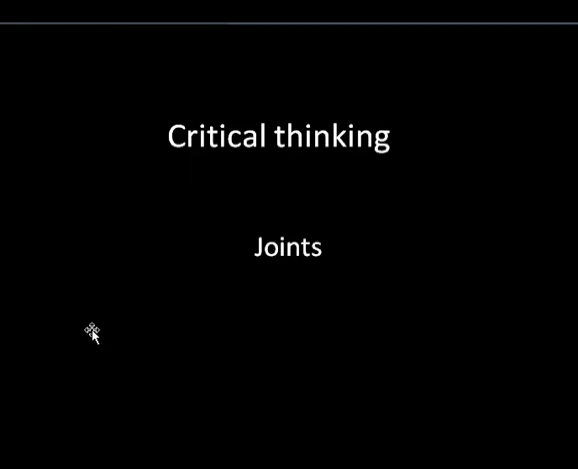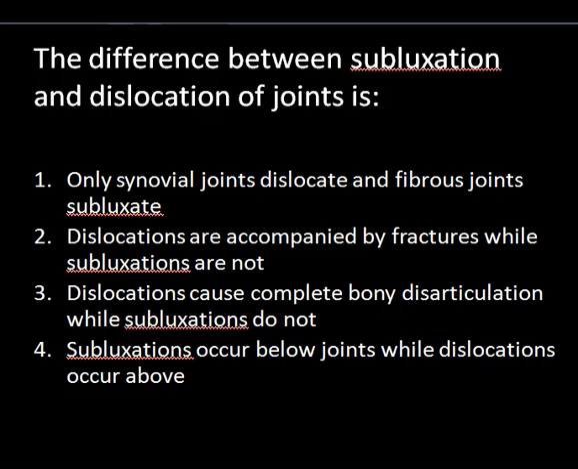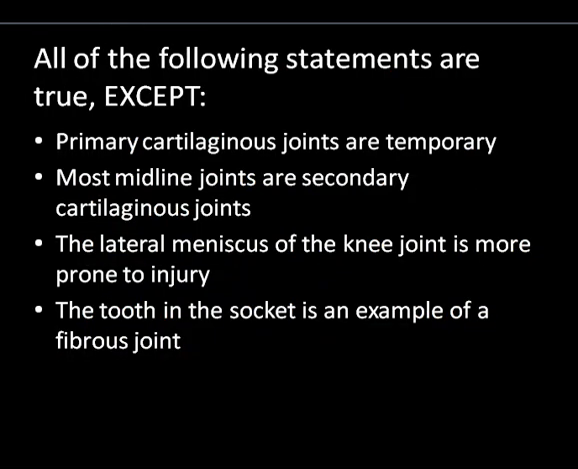This is critical thinking on joints, and let's look at the 3 questions. Here, this question asks you about movements, which means you must know movements which occur at the different joints. This one talks about some clinical applications such as subluxation and dislocation, which means you must know the definitions of these. And here is a question where you have some true statements and you have to pick the false one.